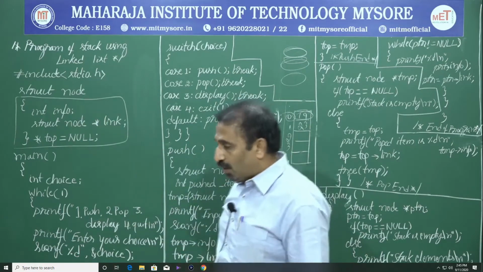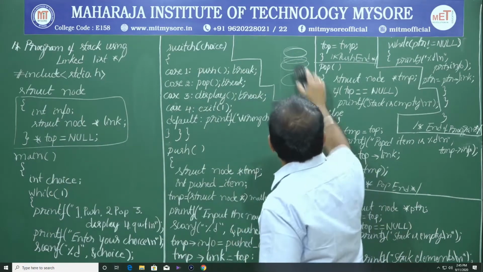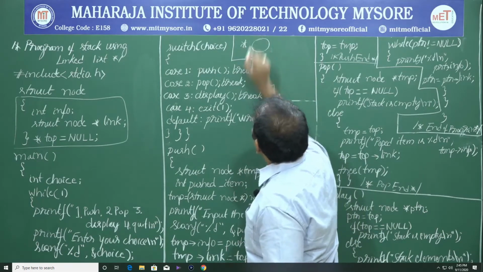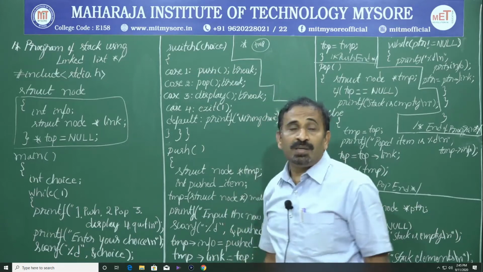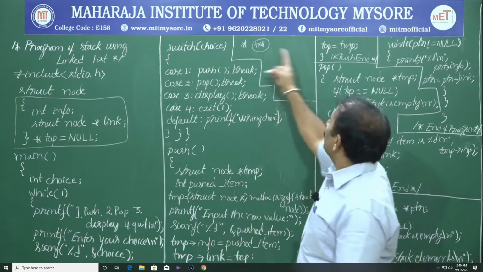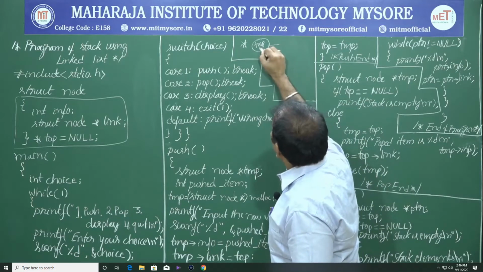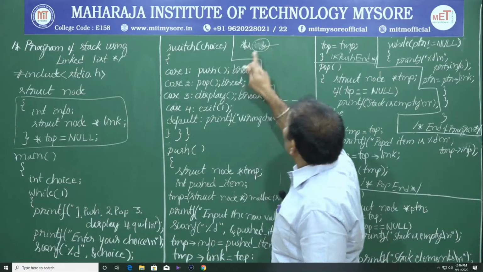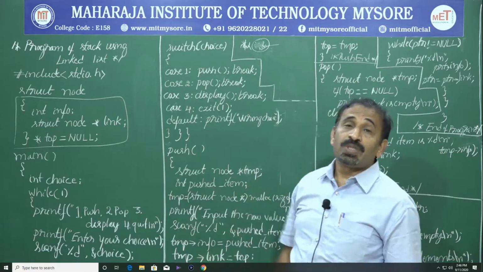Now it is looking like this. Okay. Now I have a pointer called TMP. TMP is a pointer which is initially holding null. It means it is not connecting to anything.